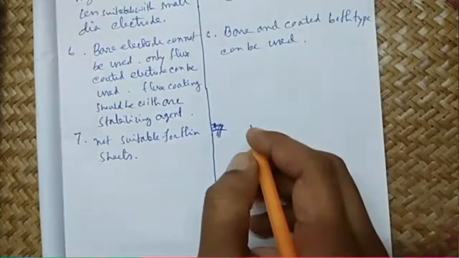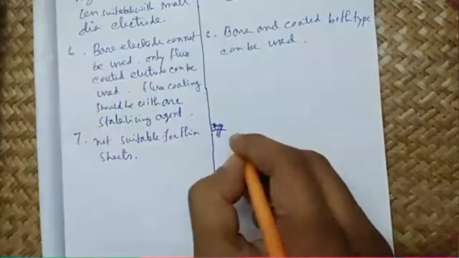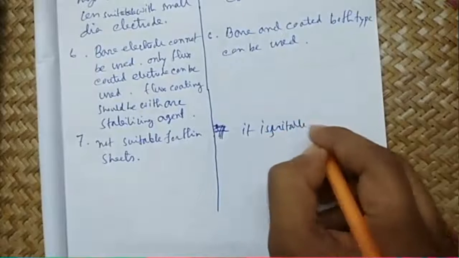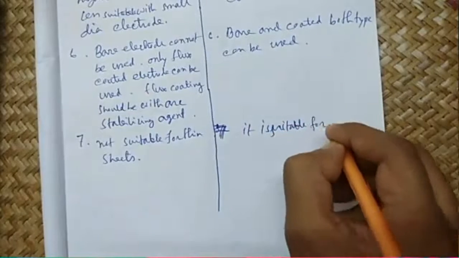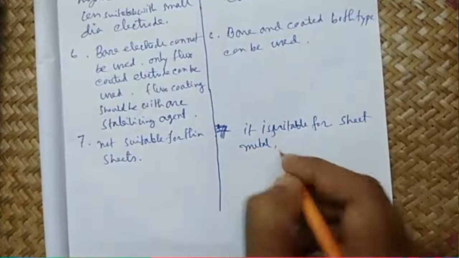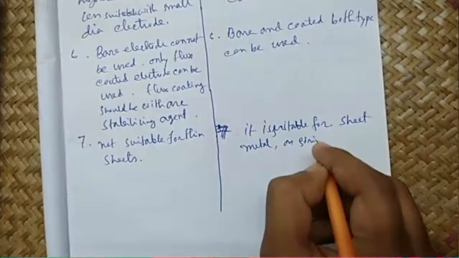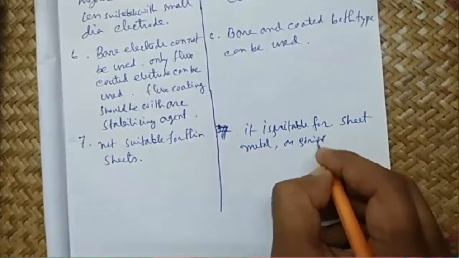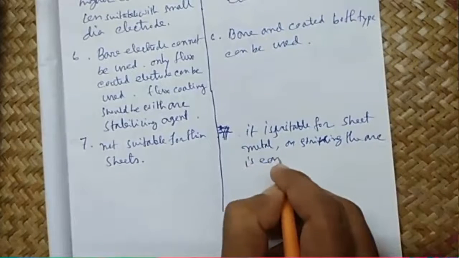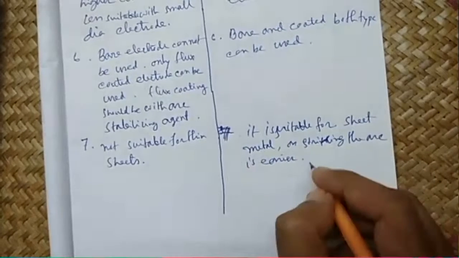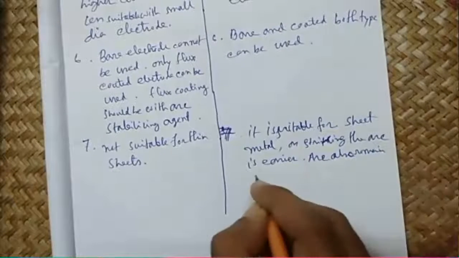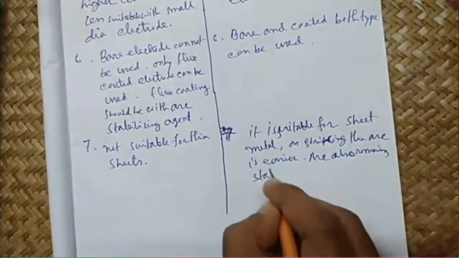No, it is suitable for all type of sheet metals. So we can write it is suitable for sheet metal as striking the arc is easier than AC, and the arc also remains stable.